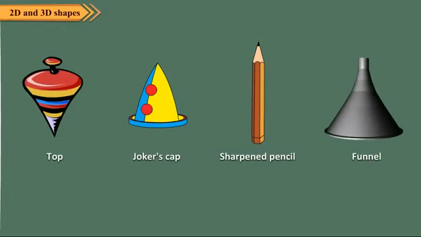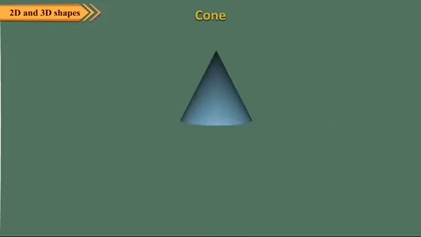Children, now look at these familiar objects. All these objects have the shape of a cone. A cone has one vertex and it has one curved edge. It has two faces, one curved face and one flat face.